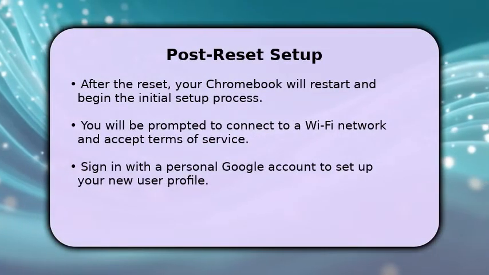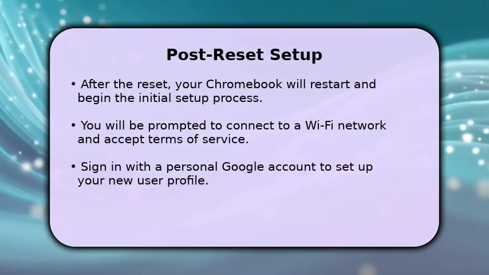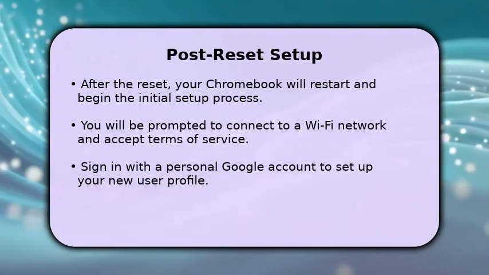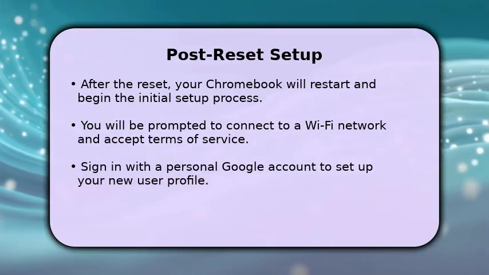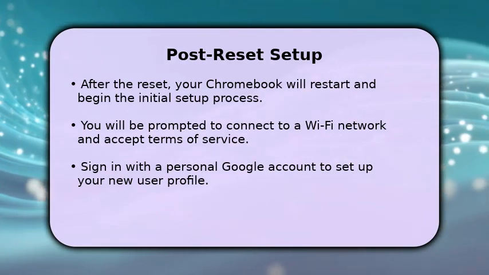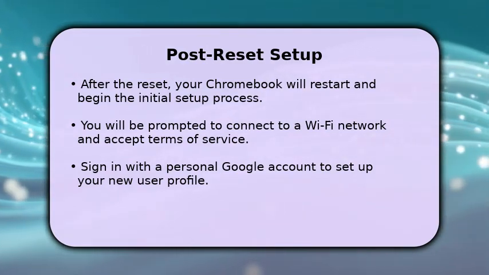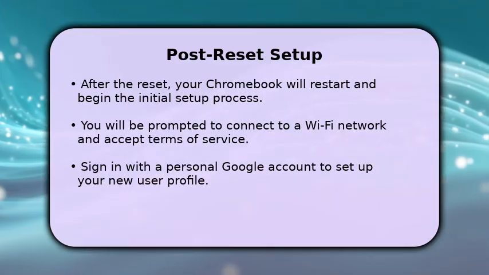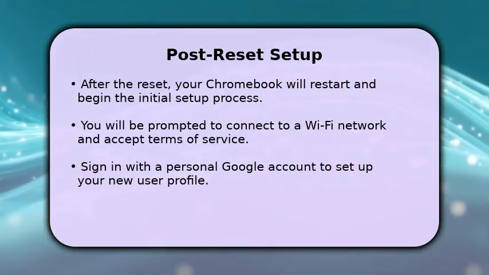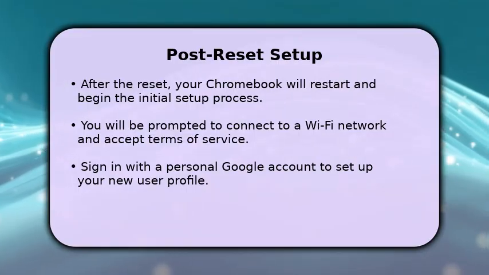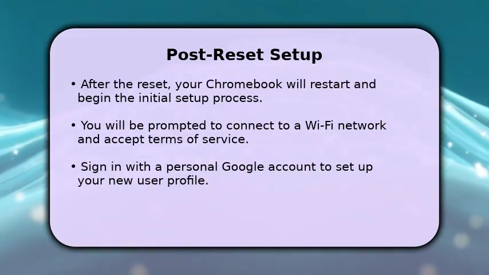After the factory reset is complete, your Chromebook will restart and guide you through the initial setup process. You'll be prompted to connect to a Wi-Fi network and accept the terms of service. Then, you can sign in with your personal Google account to create your new user profile. Once these steps are finished, your Chromebook will be completely free from the previous school administrator's control, allowing you to use it as a personal device.